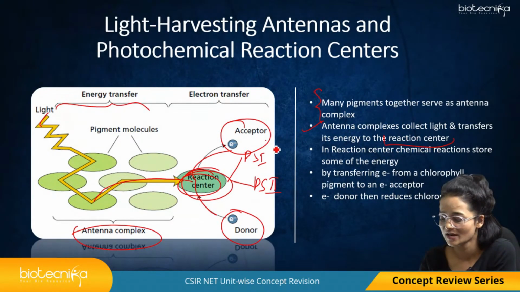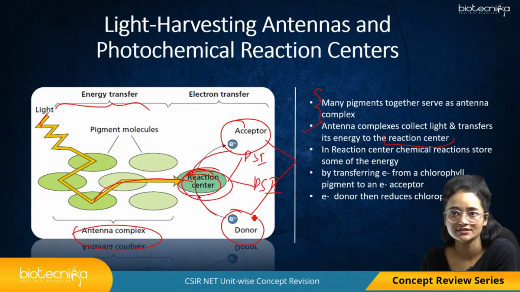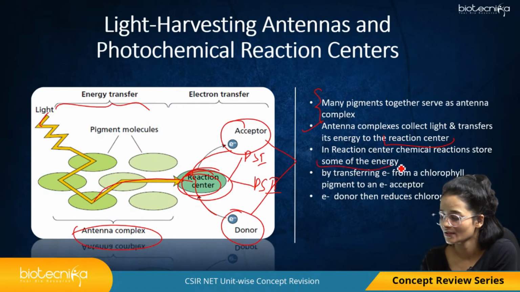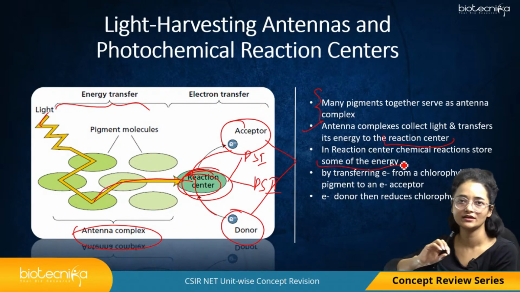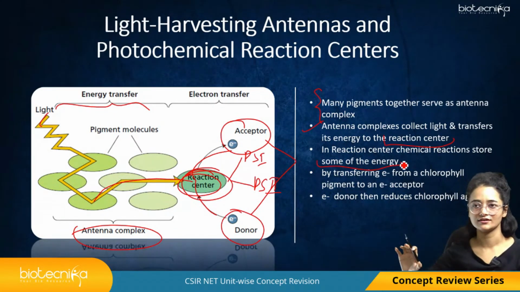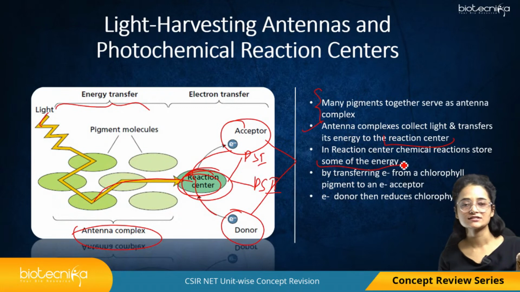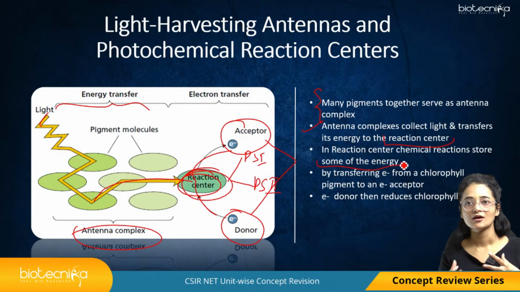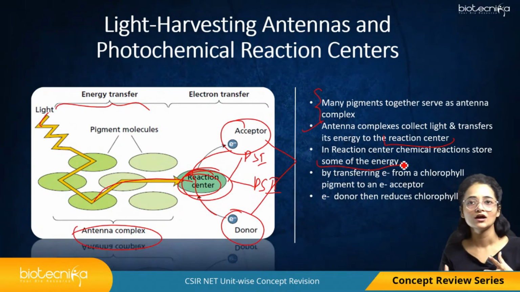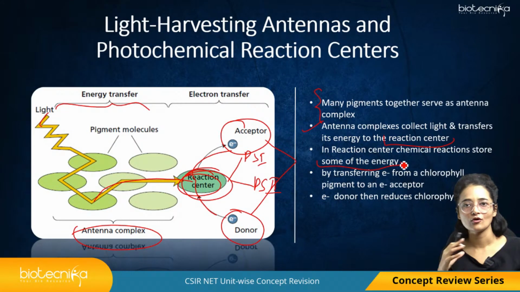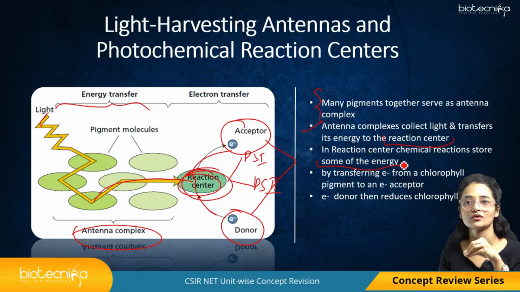So here are the chemical reactions which take place in the reaction centers, right? To store some of the energy which is transferred to these reaction centers from these pigments, these antenna complexes. Some of it is lost in the form of heat, but most of it is transferred to the reaction centers, where they produce a chemical reaction in which this energy is stored in a stored form.